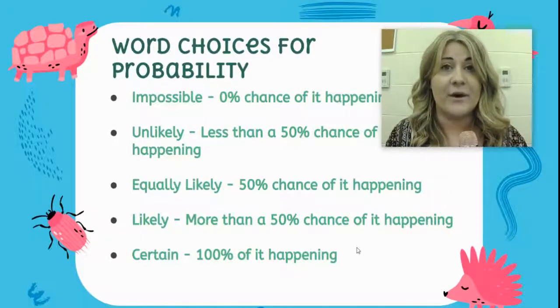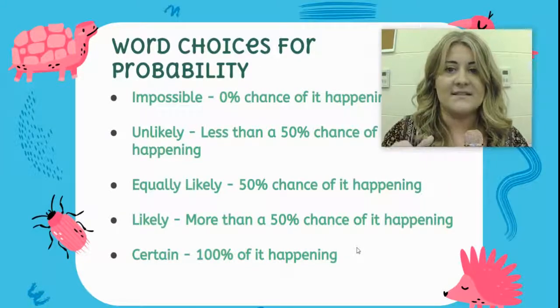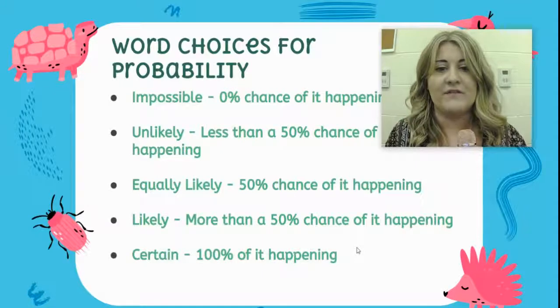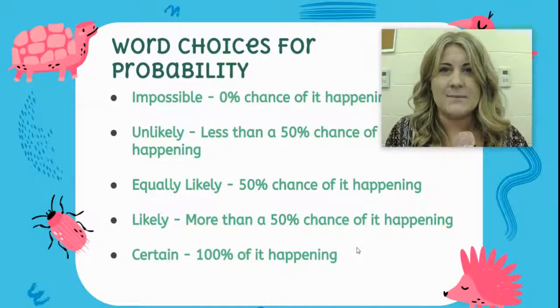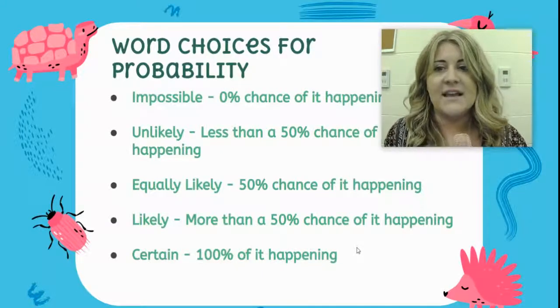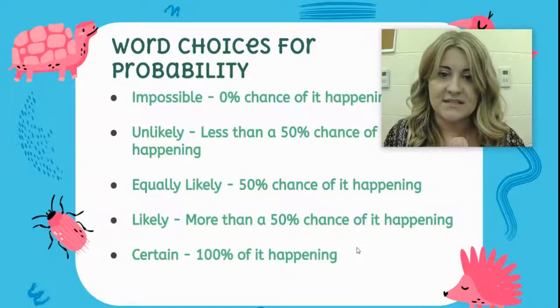Equally likely means that there's a 50-50 chance. This is like flipping a coin. It's either going to go heads or tails. There's only 2 ways it could go. So it's a half and half chance there. Likely means that there's more than a 50% chance of it happening, meaning it's probably going to happen, but it might not. And then certain is a 100% chance of it happening.